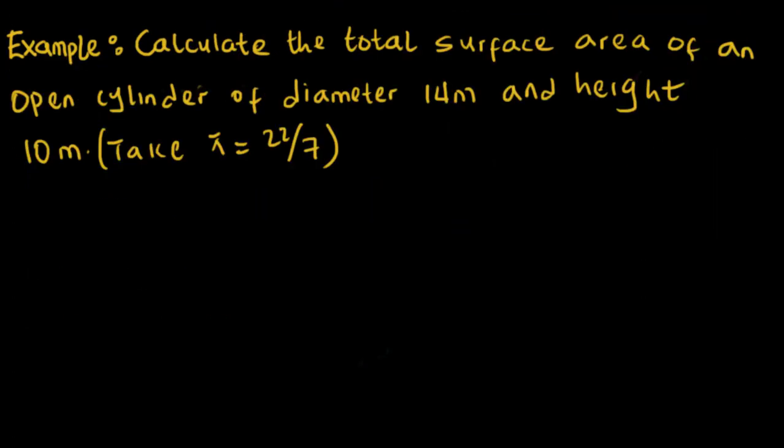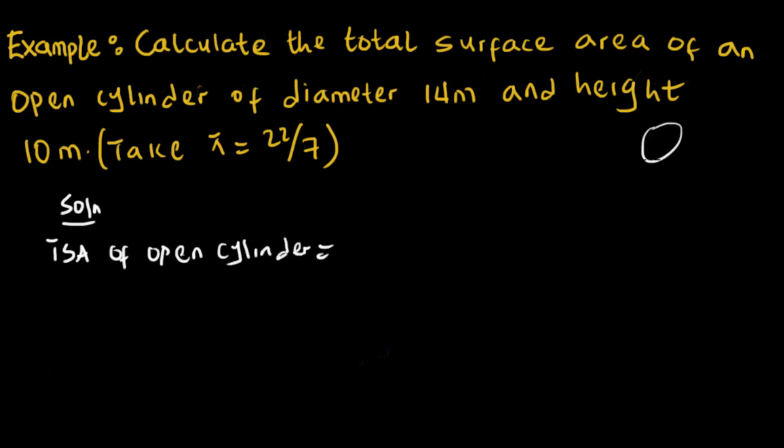So we have: calculate the total surface area of an open cylinder of diameter 14 meters and height 10 meters, and we are told to take pi equals 22/7. Now remember, the first thing is to write the formula. Total surface area of an open cylinder. Can you remember the formula? Now remember, you don't need to cram. For an open cylinder, we've got just one circle.